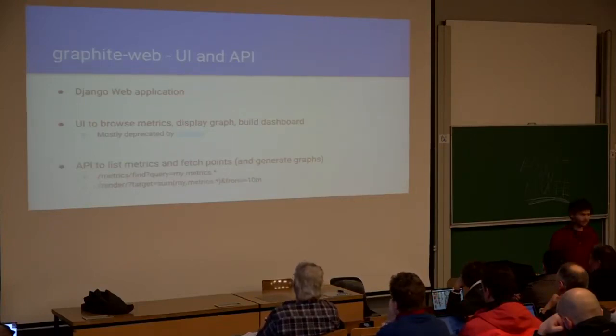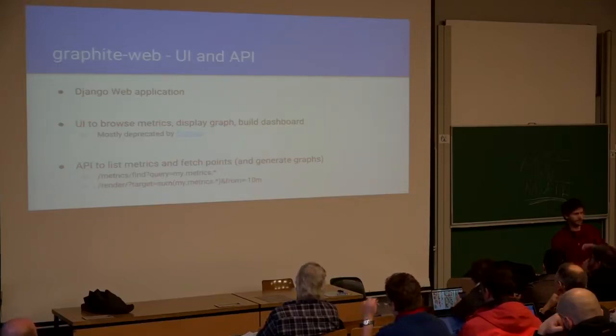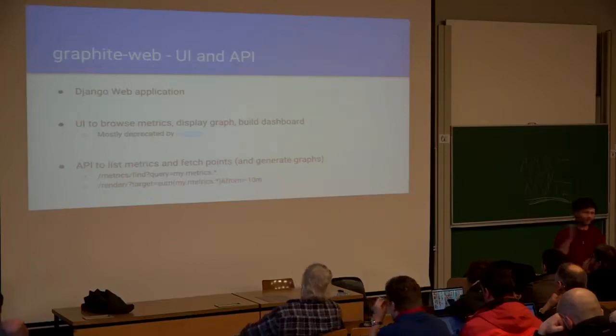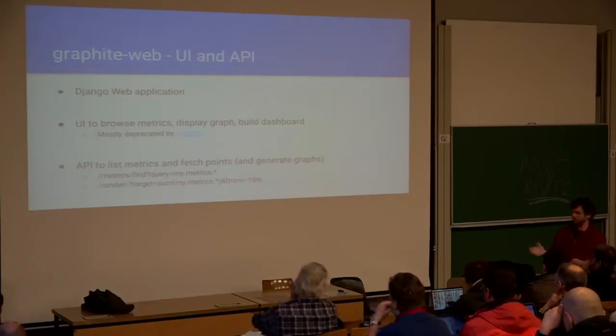The API has two main endpoints. The first one is the one that is used to find metrics, which is particularly useful when you want to autocomplete something, in Grafana, for example. The second one is the one that will get you points, the points that you asked for. In this example, you asked for the sum of my.metric.wildcard in the last 10 minutes, and it will give you back the sum for all these metrics in the last 10 minutes. So that's graphite-web.